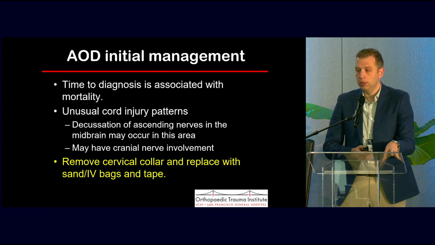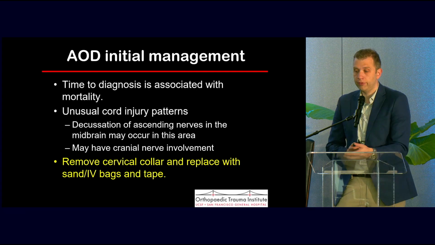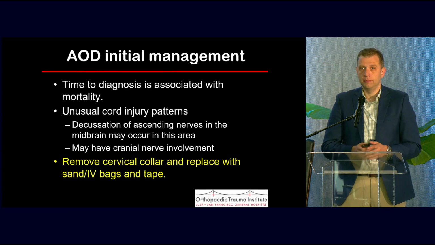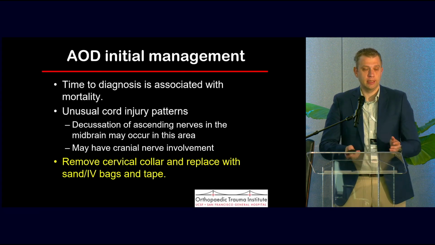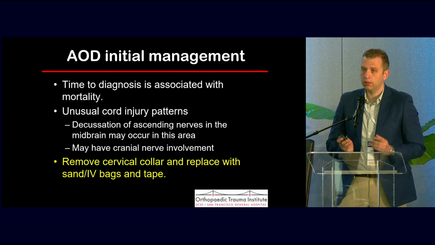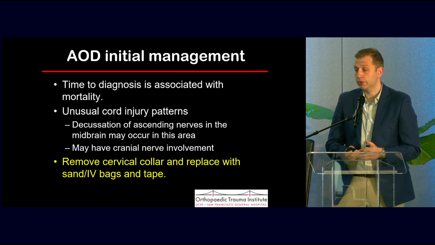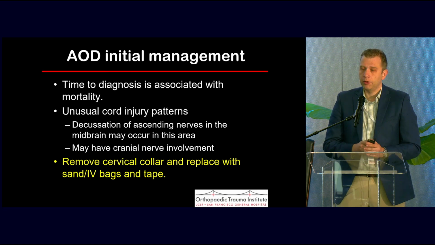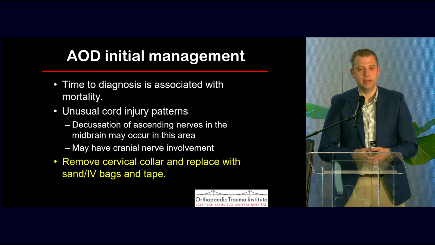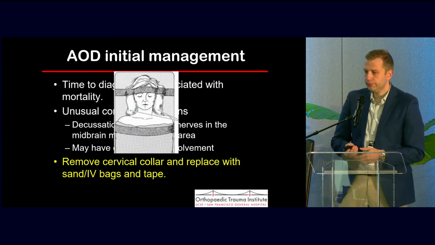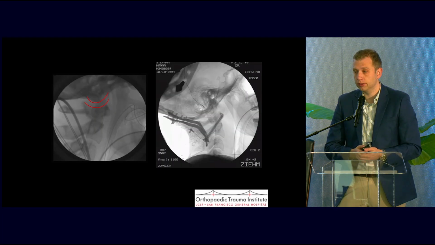They often have unusual cord injury patterns due to decussation of ascending nerves in the midbrain, which may occur at that level. They may have cranial nerve involvement. Generally speaking, I like to remove the collars and replace them with sand or IV bags and tape. The collars distract and extend the cranium, and that could make the injury a bit worse, but also I don't want people moving the patient, and people get very frightened when they see someone's head taped to the bed. And here you could see how there's widening across the OC joint.